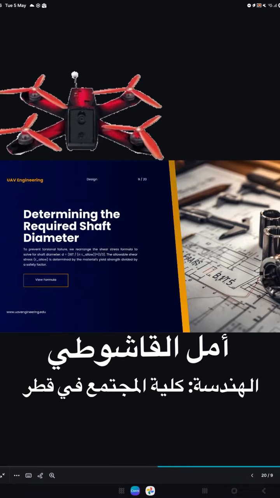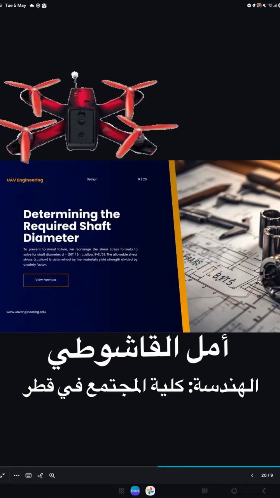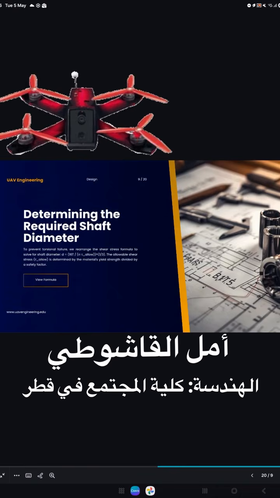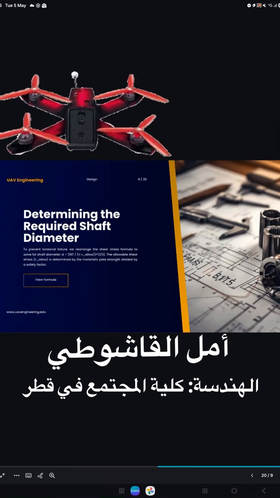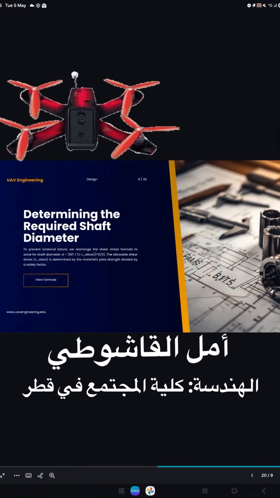Determining the required shaft diameter. To prevent torsional failures, we rearrange the shear stress formula to solve for the shaft diameter, as shown.